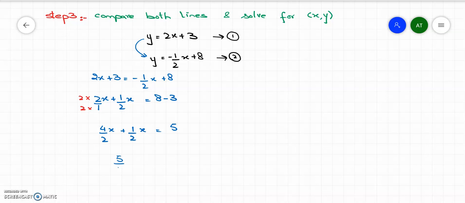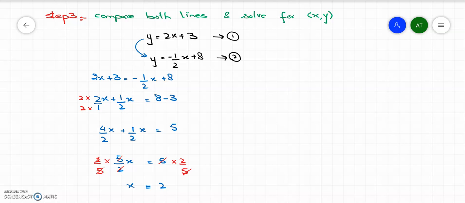We have 5/2 x equals 5, and to solve for x we need to take the reciprocal of 5/2 and multiply it on both sides. The reciprocal of 5/2 is 2/5, so multiplying both sides by 2/5, 5 cancels with 5, 2 cancels with 2, here 5 with 5, and we have got the x value that is equal to 2. So the x value is 2, right?